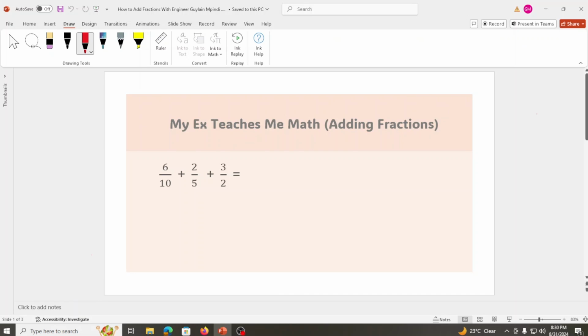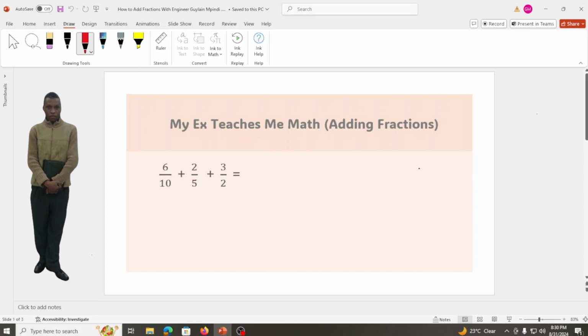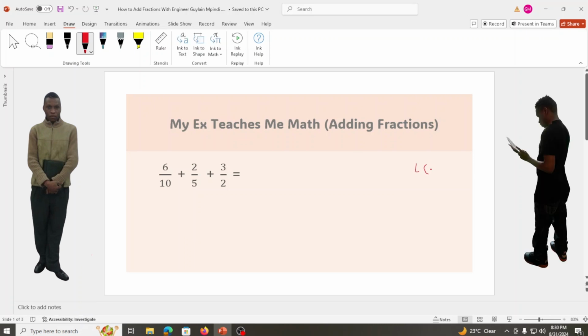So we need to find the LCM. Okay, so LCM. In this case, the LCM is 10. So the question is how I end up getting 10. So what I have done, I multiply this. Okay, I multiply this, give me 10.